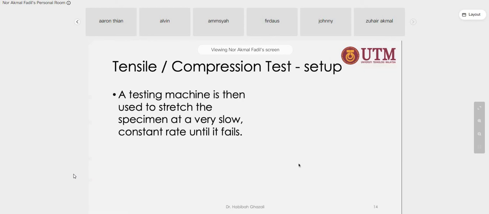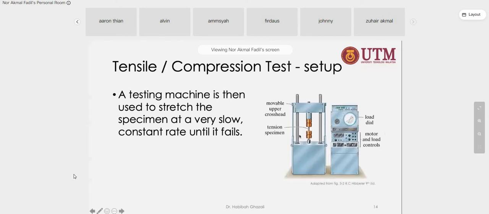A testing machine is used to stretch the specimen at a very slow constant rate until it fails. So this is the universal tensile machine. Just now you have the specimen. You put the specimen at this and grip at the end. Then this part can be moved. This part moves at a specific load, and then the reading measures the deformation, the increase in size, and measures stress and also the strain.